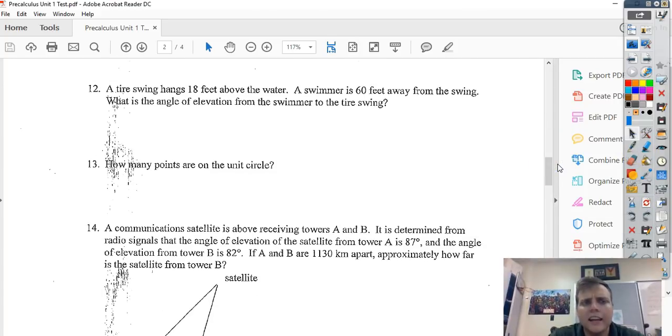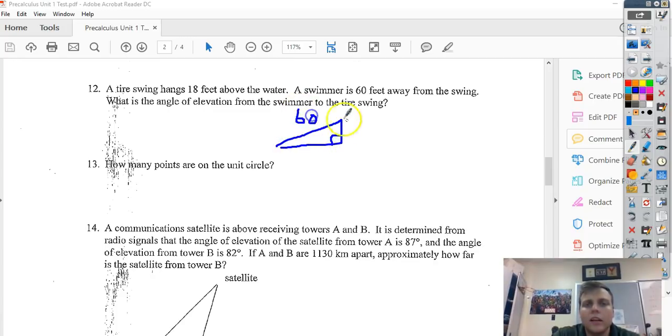A tire swing hangs 18 feet above water. A swimmer is 60 feet away from the swing. Alright, so this is a right triangle. He's 60 feet away from the swing. He is 18 feet above the water. What is the angle of elevation from the swimmer to this tire swing? So I want to find theta right here.